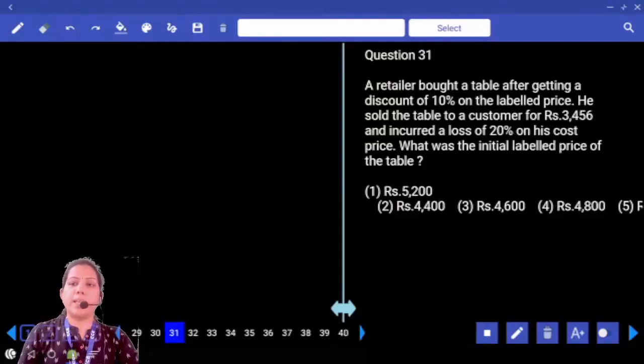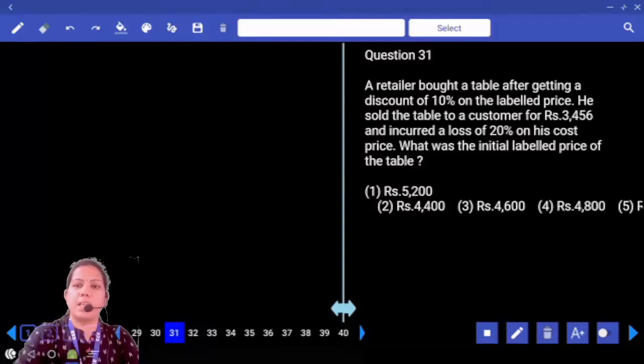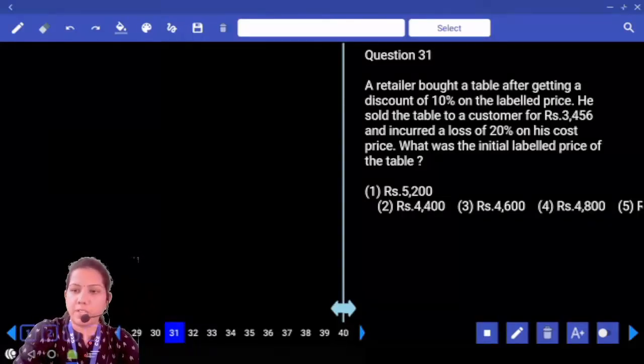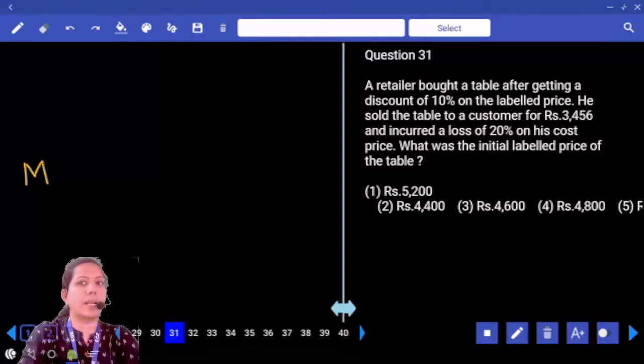A retailer bought a table after giving a discount of 10% on the label price. He sold the table to a customer for 3,456 and incurred a loss of 20% on his cost price. Then what was the initial label price of the table? So my assumption, initial label price is M. M means label price or market price.